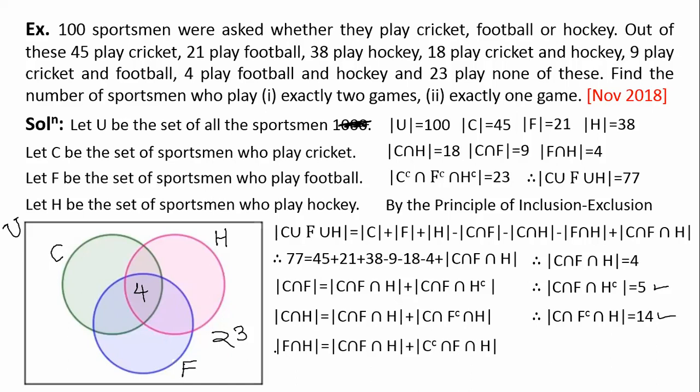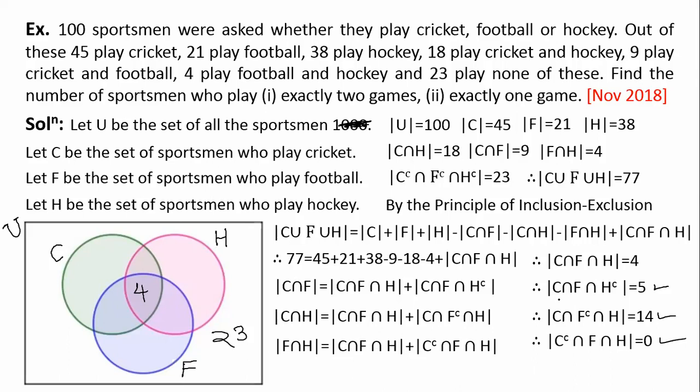And one more, cardinality of F intersection H is equal to cardinality of C intersection F intersection H plus cardinality of C complement intersection F intersection H. And thus we know 4 is equal to 4 plus, so the remaining part has to be 0 as such. So we have found this, and let us write these figures here.